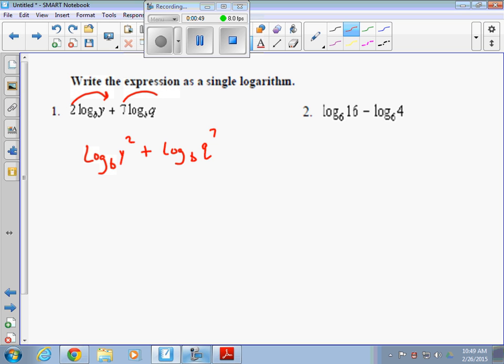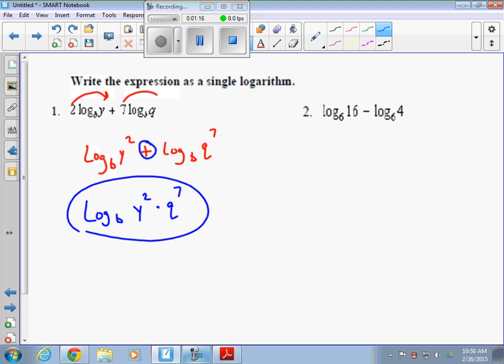So that's the first thing, moving those coefficients in front of the logarithms to the back, moving them as exponents. The second part, just again following your order of operations, is to actually do this addition. Remember, addition pairs with multiplication. So all you have to do for this is log base b of y squared times q to the 7th. And this is written as a single logarithm, since both of the bases are b, y squared times q to the 7th.